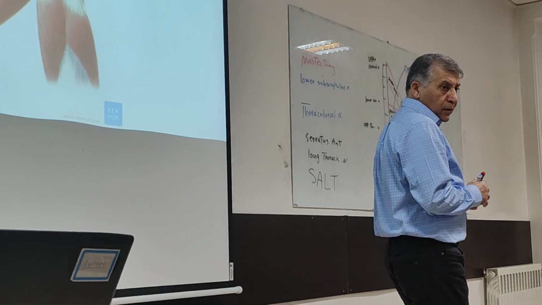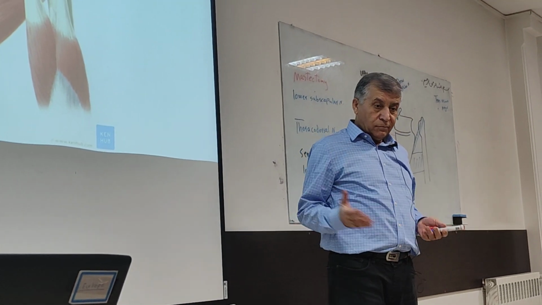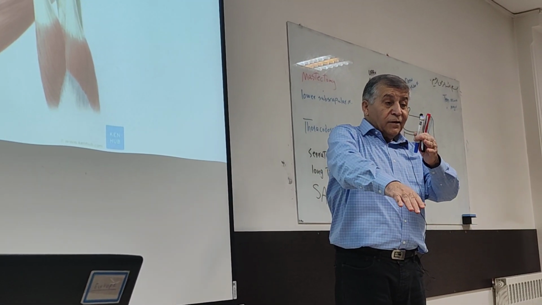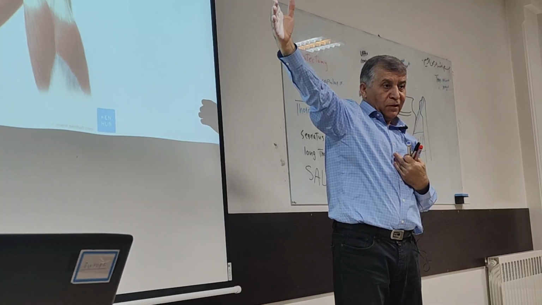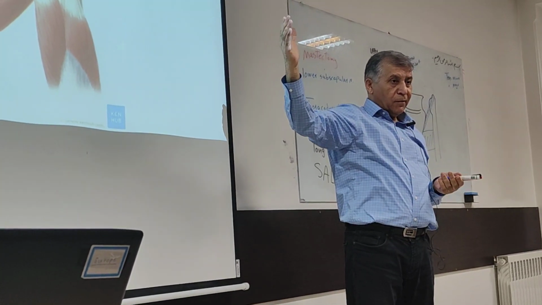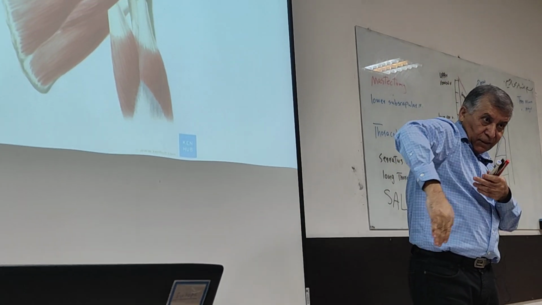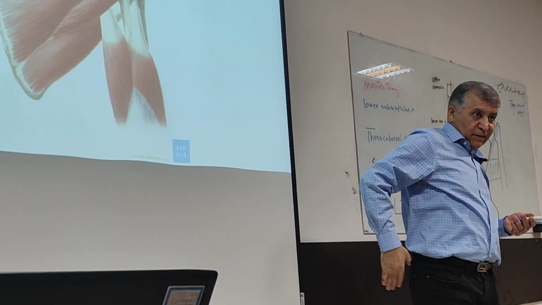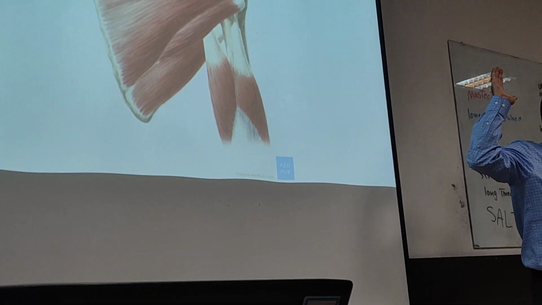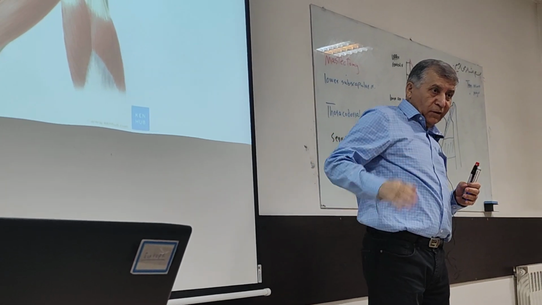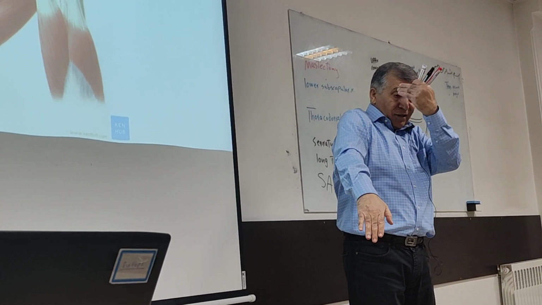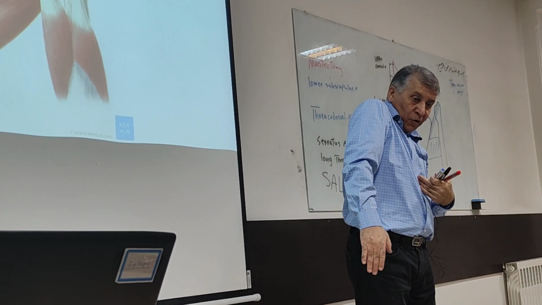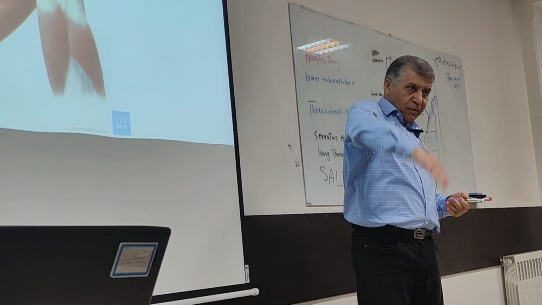Extension, circumduction. This one is abduction and flexion. This one is extension, like pushing the water behind the body. Okay? This one is extension. Upper limb moves toward the midline: adduction and medial rotation. Okay?